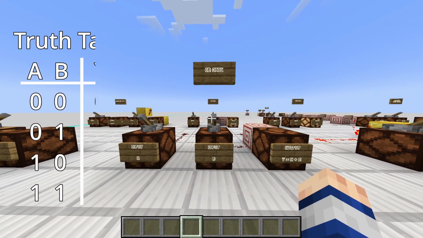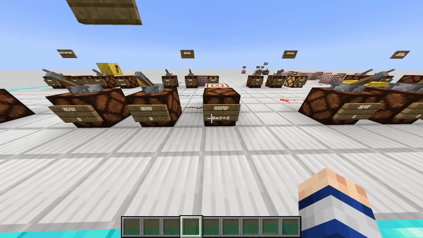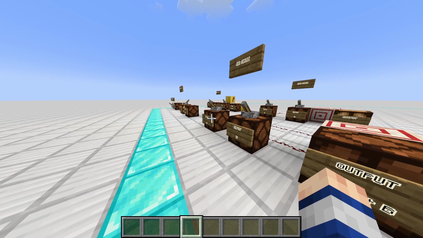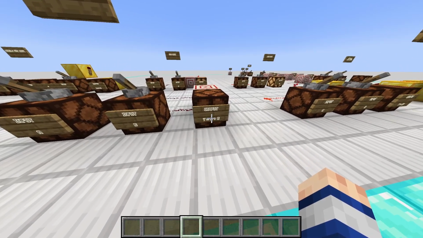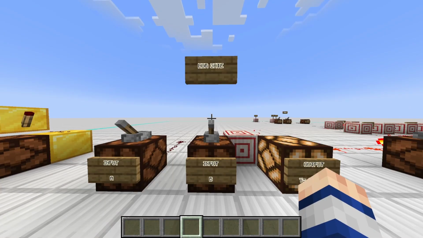And OR gates are denoted by a plus sign in Boolean algebra. So here we have Y equals A plus B. If we had a third input called C, it would be Y equals A plus B plus C. Next, we have the NOR gate, and the NOR gate is completely identical to the OR gate, except that the final output of it is inverted. So it is essentially an OR gate with a NOT gate at the end.